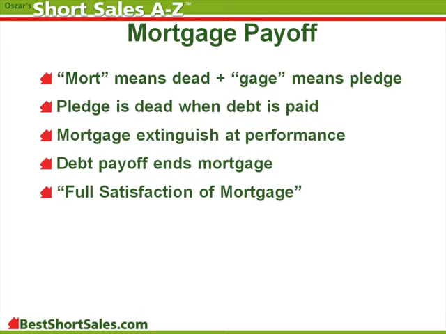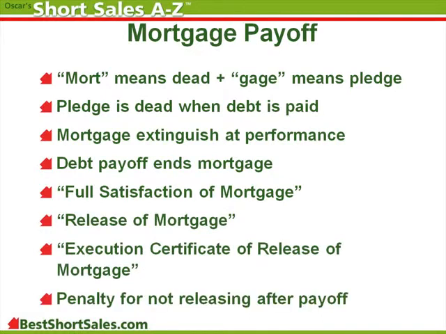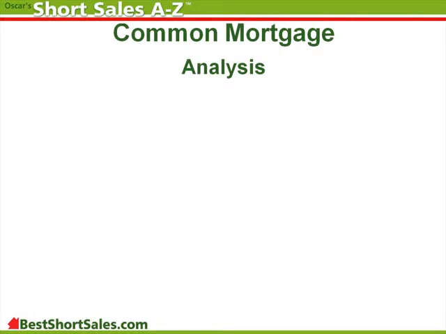In most states, the instrument that demonstrates the performance of obligation and extinguishing of the mortgage is called full satisfaction of mortgage. Other commonly used names for this document are release of mortgage and execution certificate of release of mortgage. All states have heavy penalties for not releasing a mortgage after debt payoff.